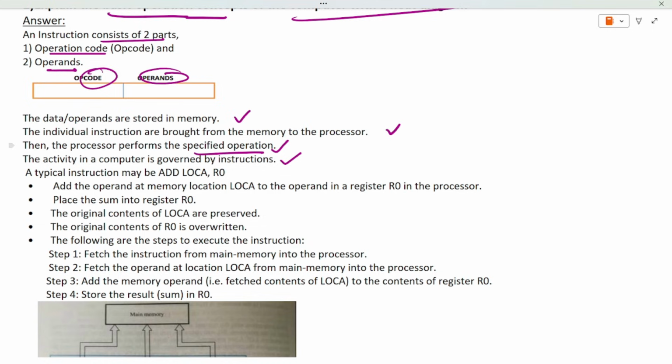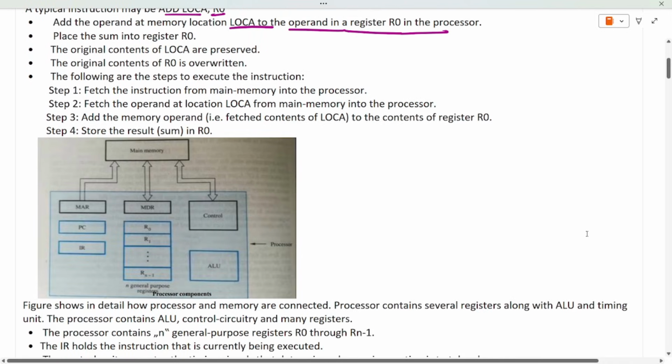Now if we see, it may be Add LOCA, R0, and next it is added. I am not going very deep into it because I don't want to waste your time, as you have no time. I'll just brief it so that you can remember.